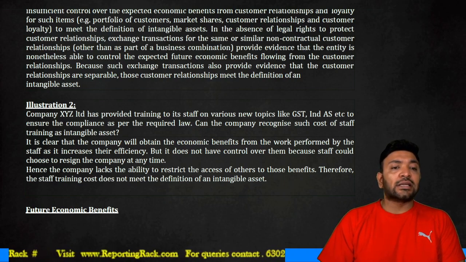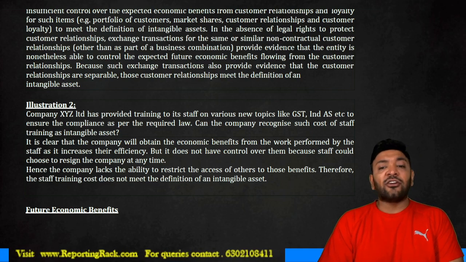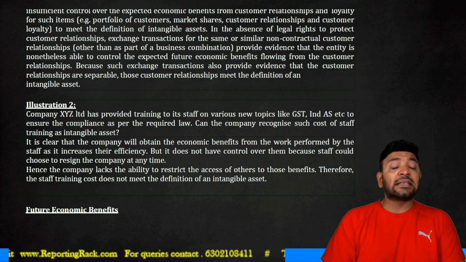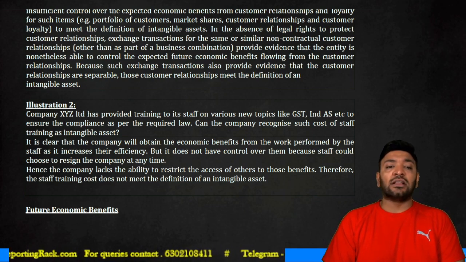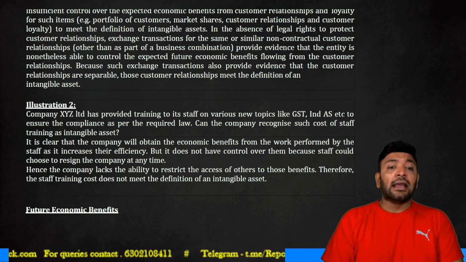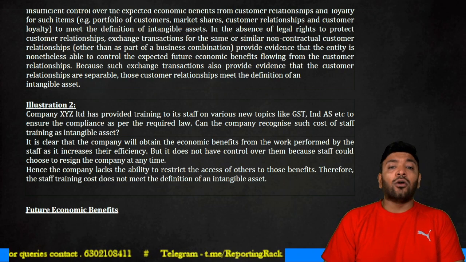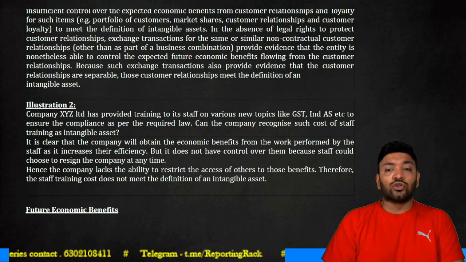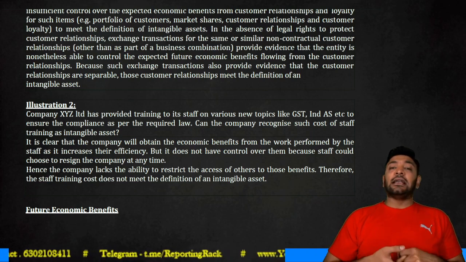Look at what is the solution that he is giving. It is clear that the company will obtain economic benefits from the work performed by the staff as it increases their efficiency, but it does not have control over the staff because they could resign from the company at any point of time. Hence, since the company lacks an ability to restrict access of others to those benefits, the staff training cost does not meet the definition of intangible asset.